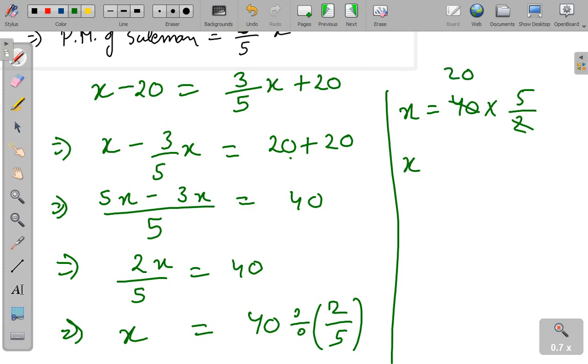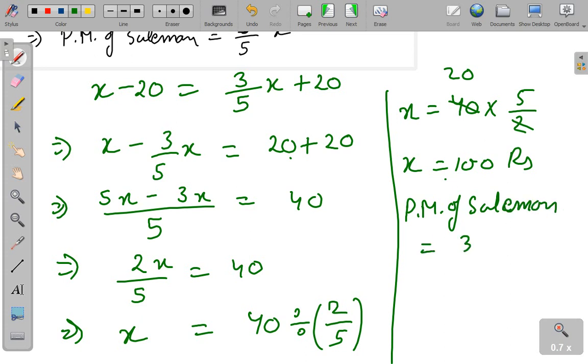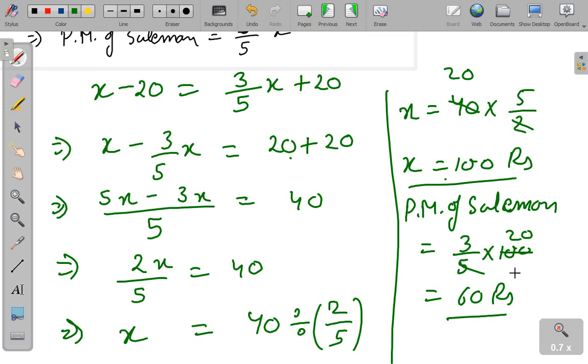and this is 100. So that means Hafiz gets rupees 100 as pocket money, and the pocket money of Suleiman will be 3/5 into 100, that is 60 rupees. So pocket money of Hafiz is rupees 100, and pocket money of Suleiman is rupees 60.